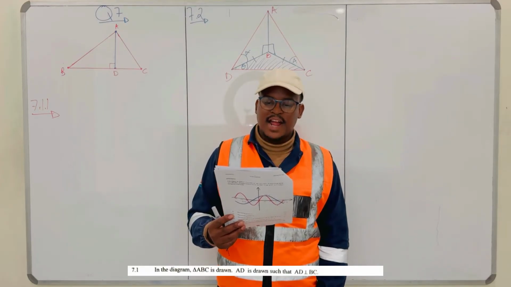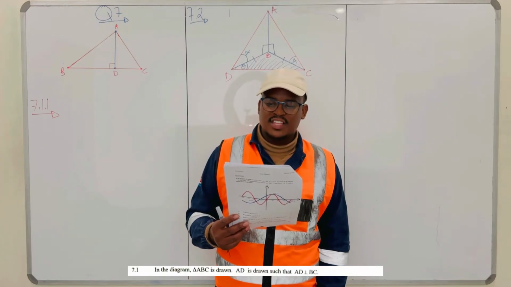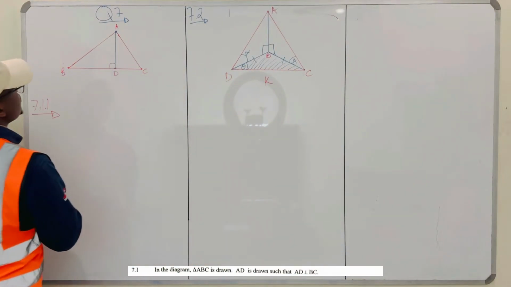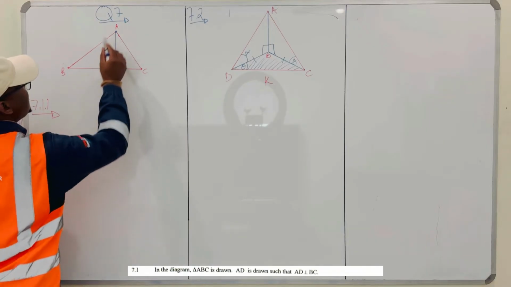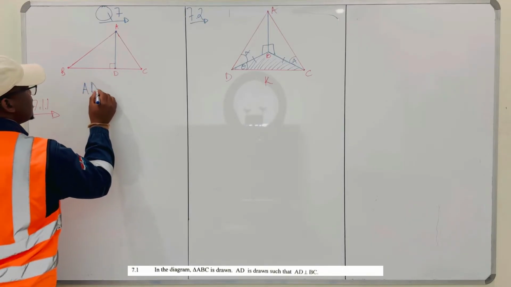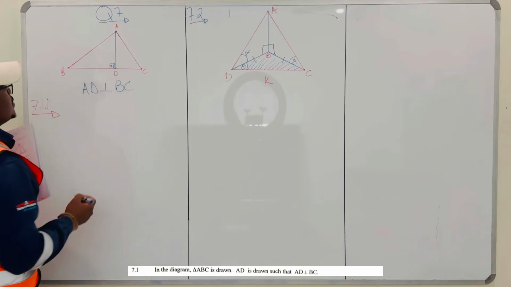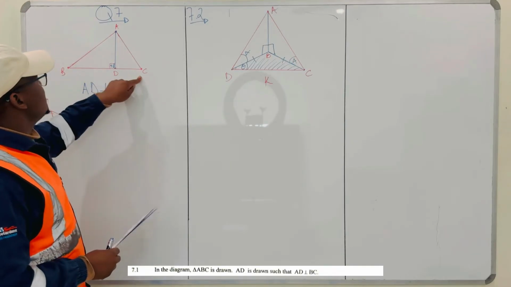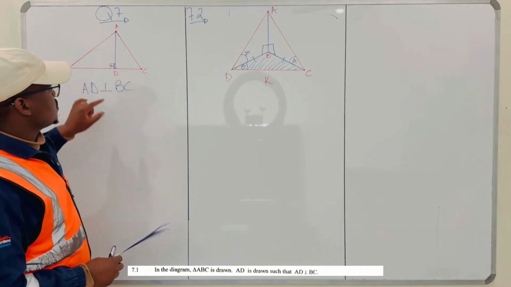In the diagram, triangle ABC is drawn. AD is drawn such that AD is perpendicular to BC. So this is triangle ABC, and we have AD here. You can see this brown vertical line. They're saying AD is perpendicular to BC. You can see there is 90 degrees there. That's what we're given: triangle ABC with this height, the perpendicular distance AD.